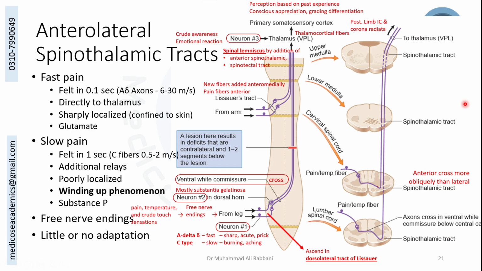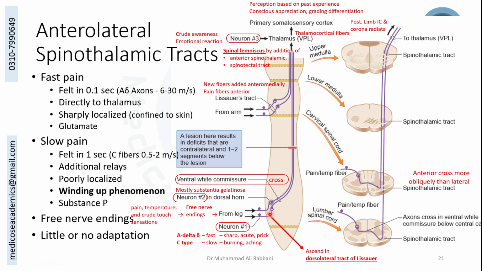I will remove myself from the background. You can have a picture here. So this is about the anterolateral spinothalamic tract. Let me go through a very quick review. Pain and temperature were picked up by the free nerve endings, which were of the A delta or C type, depending upon whether it was fast or slow pain. The cell body was present in the dorsal root ganglion.